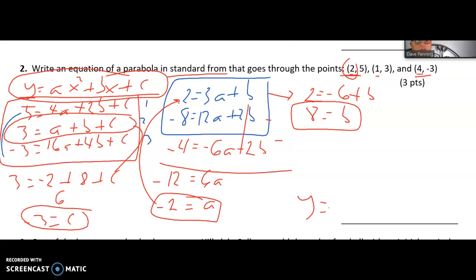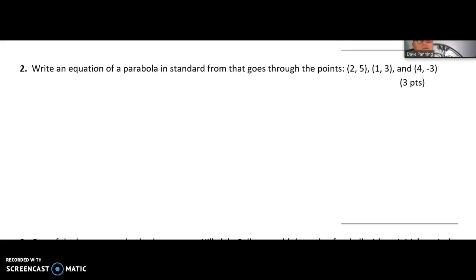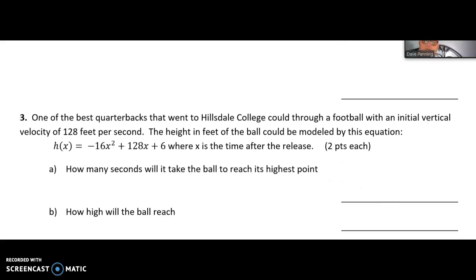y equals -2, because that's the a value, x squared, plus 8x, because that's the b value, and then minus 3. So there's the second problem. Let's move on then. Let me first delete all this and move on to number 3.